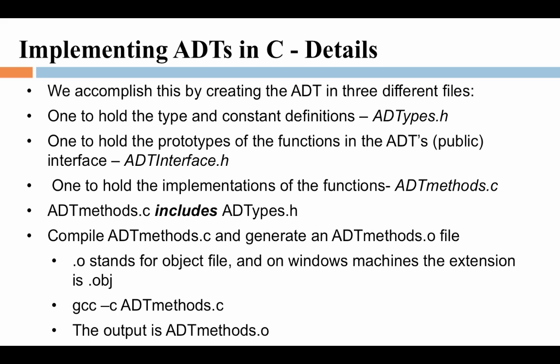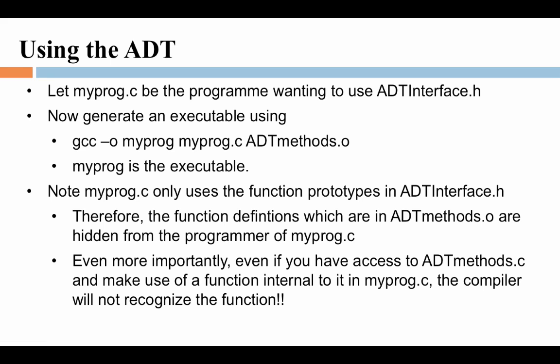You have implemented your abstract data type, and you've created an object file which has now been compiled and which contains the whole description of the abstract data type that you can use in some other C program. How do you use the abstract data type that you have implemented?